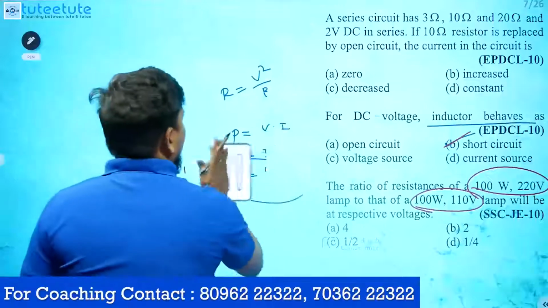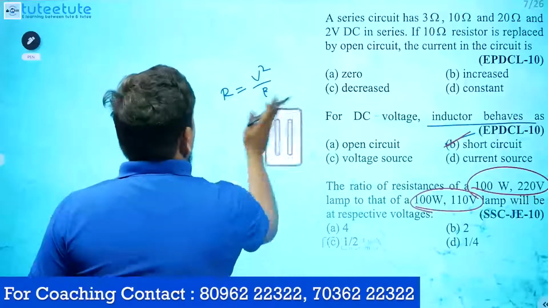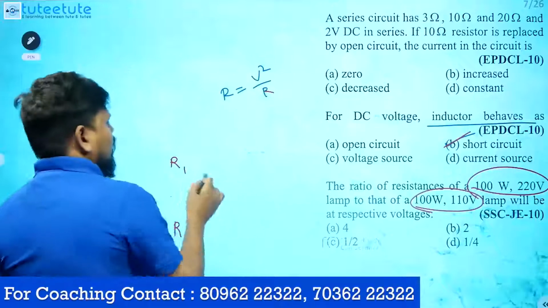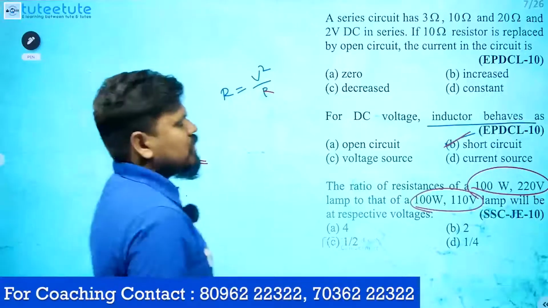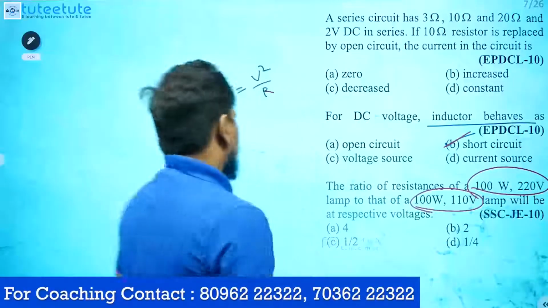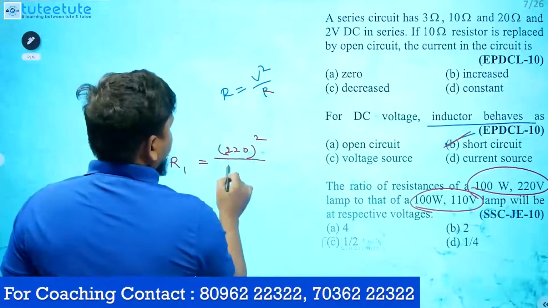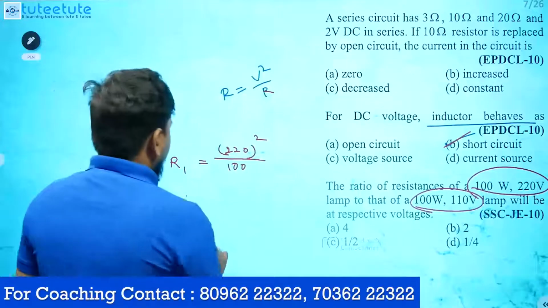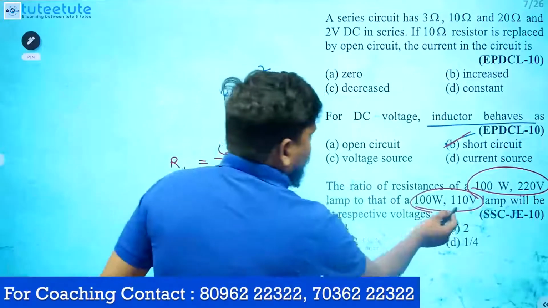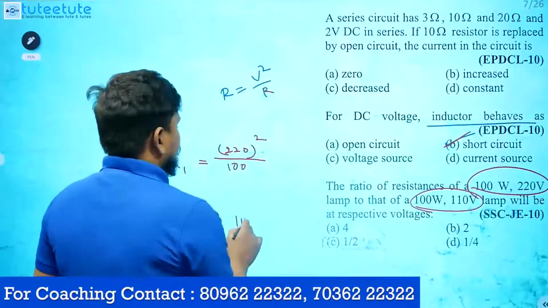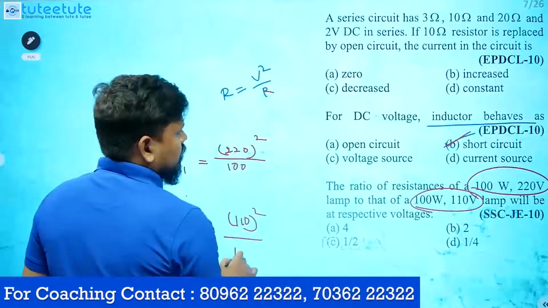So resistance R we can give as V square by P. In the first case, what is the V square? 220 whole square divided by power, which is 100. In the second case, what is the voltage? 110 whole square divided by 100.